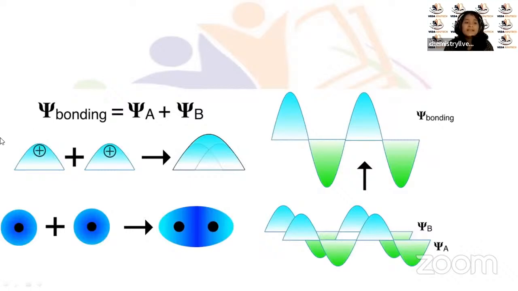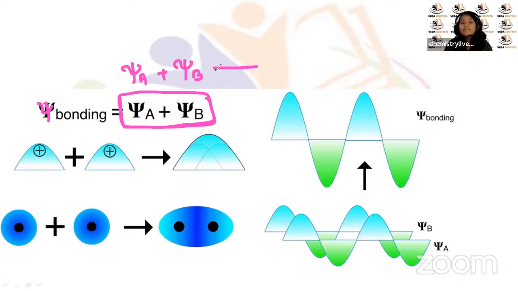We know that atomic orbitals can be represented in terms of wave function. They are represented in the form of wave function. If we add the two, there are two atomic orbitals, one represented by psi A and the other represented by psi B, when you add them you are going to get the bonding molecular orbital.